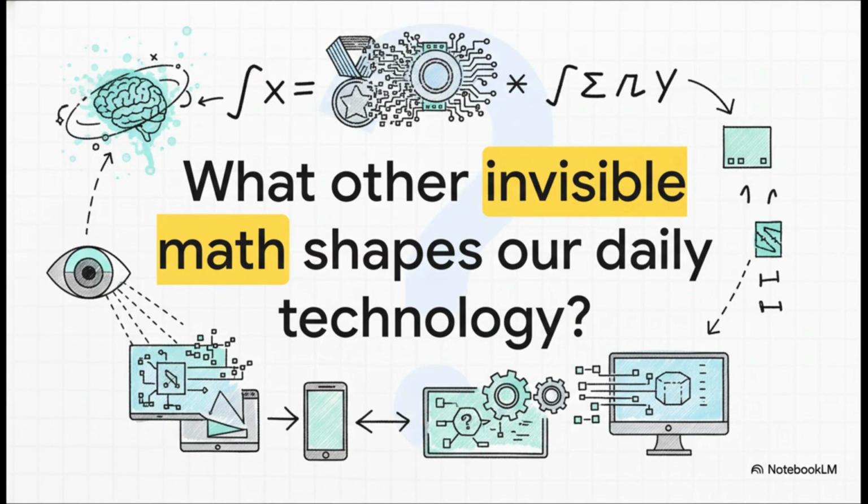So this all leaves us with a pretty cool thought. Zernike Moments are just this perfect example of how some really abstract, Nobel Prize-winning math from a completely different field can suddenly become this foundational tool for our modern world. It's the hidden engine that's quietly helping machines make sense of what they see. It really makes you wonder, right? What other invisible math is out there just waiting for someone to find a brand new way to use it?